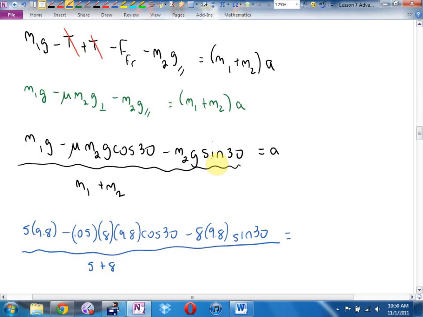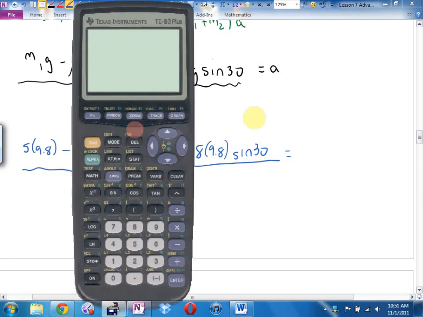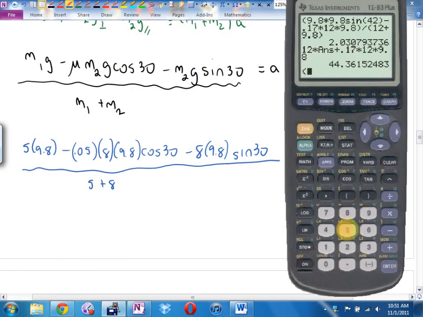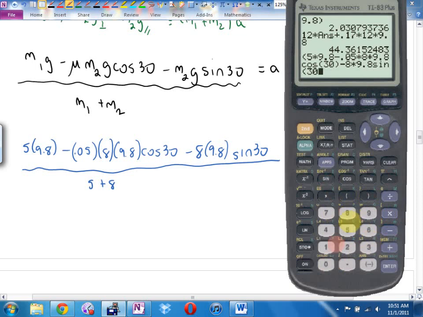Here's what I get when I plug things in. 5, mass 1g minus mu times mass 2g cos minus mass 2g sine. It's a bit of typing, but really, top is all one fairly easy line to type divided by the bottom line. I can do this all in one step, and I'm going to. Bracket, 5 times 9.8, minus 0.05 times 8 times 9.8 cos 30, close bracket, minus 8 times 9.8 sine 30, close bracket, closed off the top, divided by 5 plus 8. Do you get 0.4927, or am I wrong?